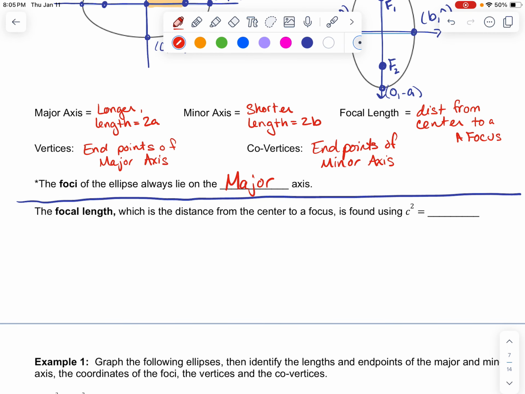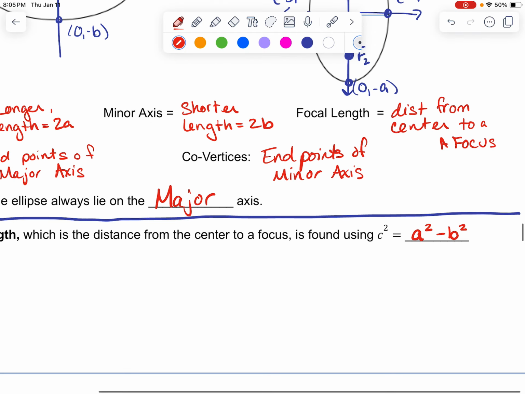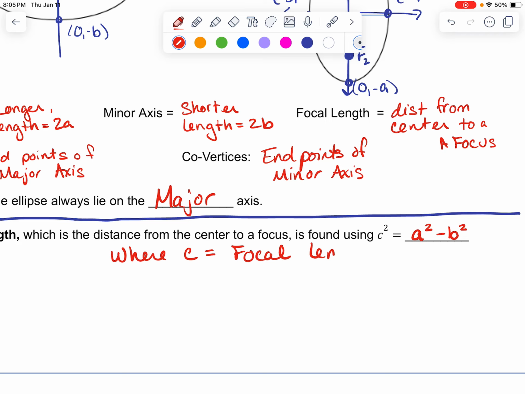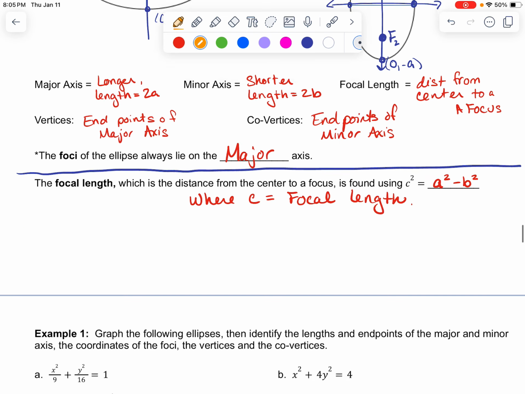Okay, one last bit of information. The focal length, which is the distance from the center to a focus, is found using the equation c squared equals a squared minus b squared, where c is the focal length. So if you want to know exactly how far away the focus is from the center, you use that little equation and find c. All right, let's try some.